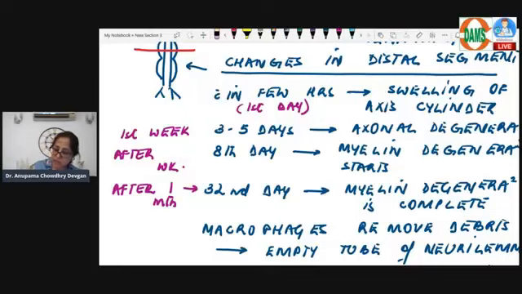So after 1 week, the myelin degeneration will start. After 1 month, myelin degeneration is complete. Within the first day itself, swelling. First week, 3 to 5 days, axonal degeneration. After first week, myelin degeneration starts, complete by the first month, right?